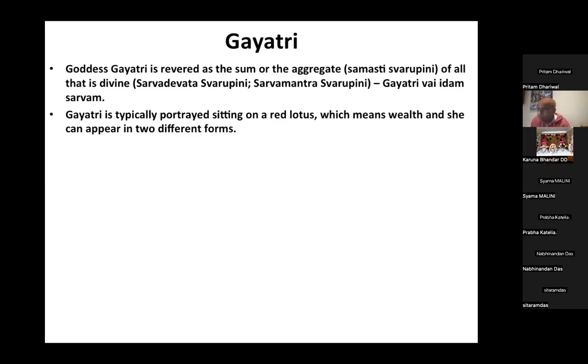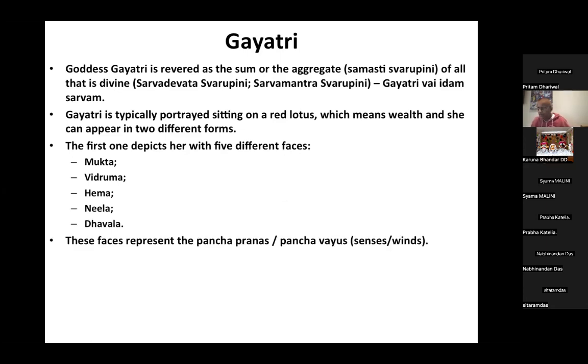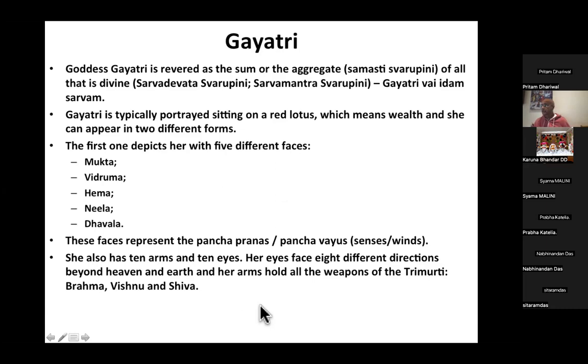Gayatri is typically portrayed sitting on a red lotus, which means wealth, and she can appear in two different forms. The first one depicts her with 5 different faces: Mukta, Vidruma, Hema, Neela, Dhavala. These faces represent the Pancha Prana, Pancha Vayus, senses, winds. She also has 10 arms and 10 eyes.